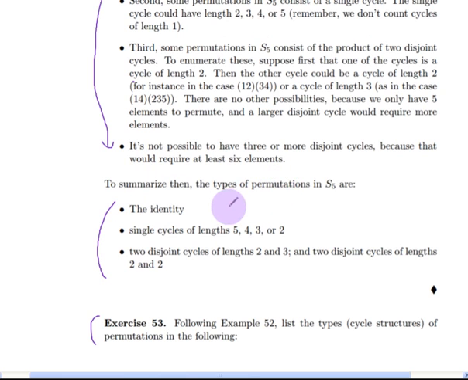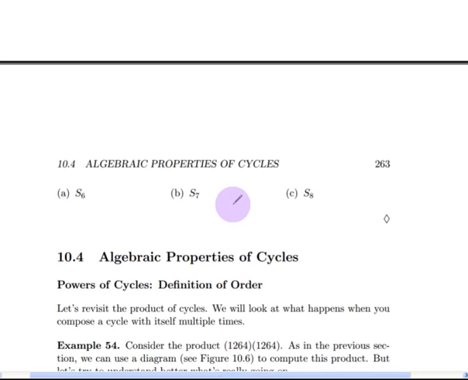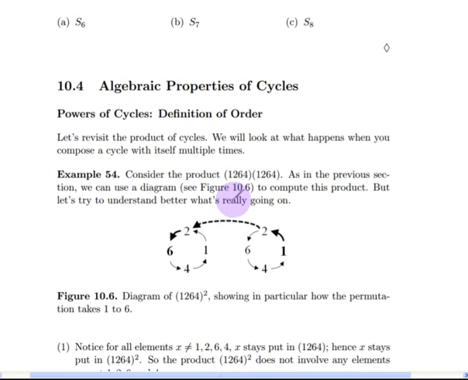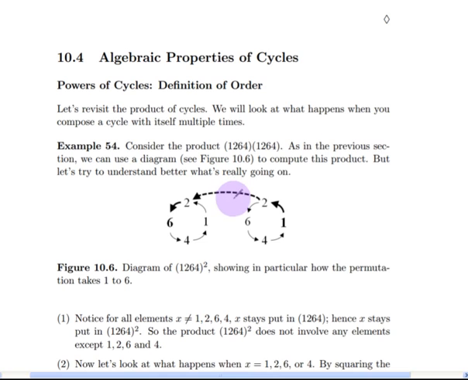So this really simplifies the picture quite a bit. We have a much better idea of what permutations look like. And with that, we'll stop this video.